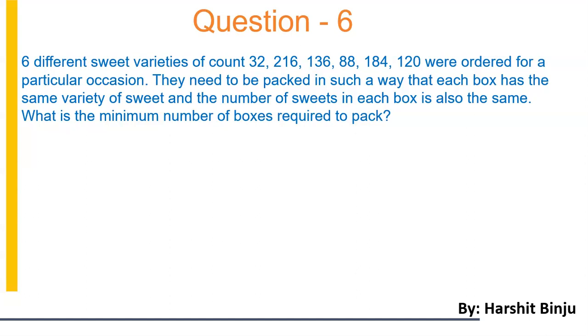Okay. So 6 different sweet varieties of count 32, 216, 136, 88, 184, 120 were ordered for a particular occasion. They need to be packed in such a way that each box has the same variety of sweets and the number of sweets in each box is also the same. What is the minimum number of boxes required to pack?